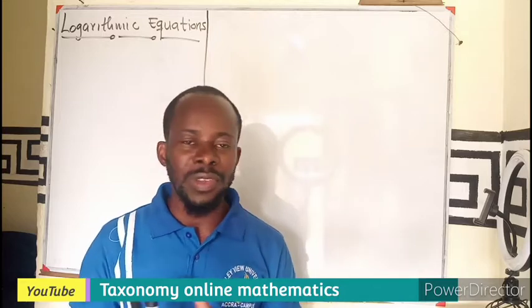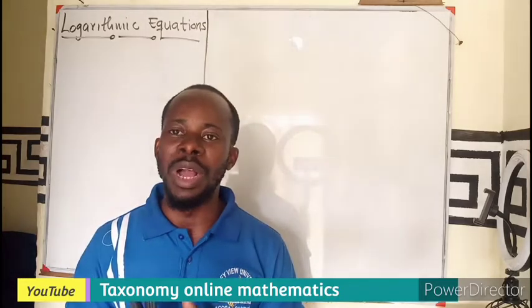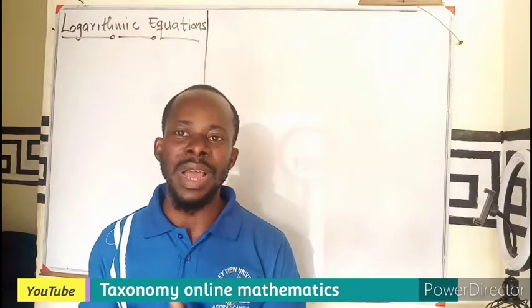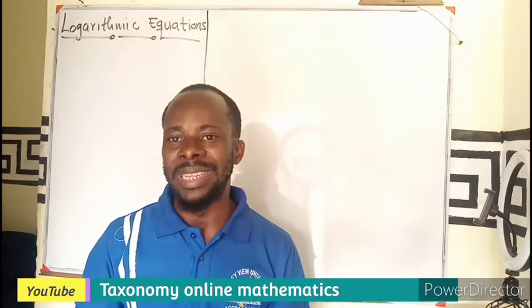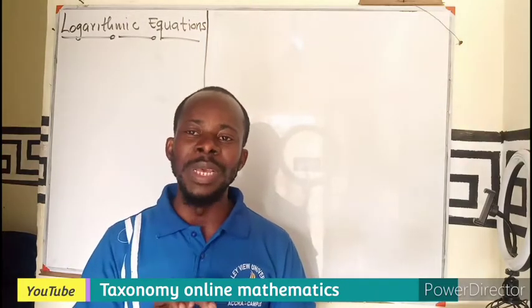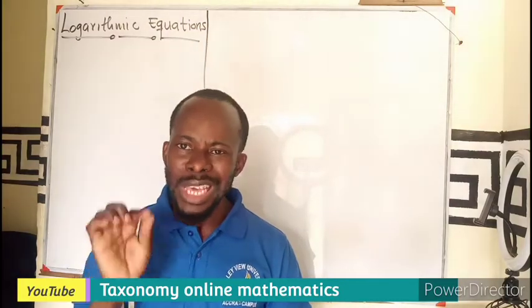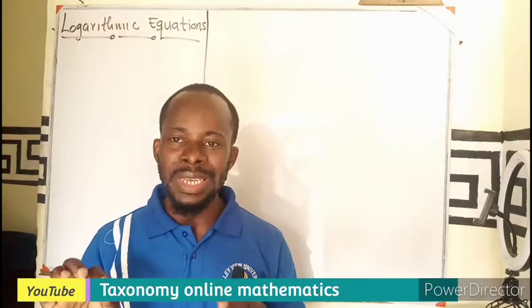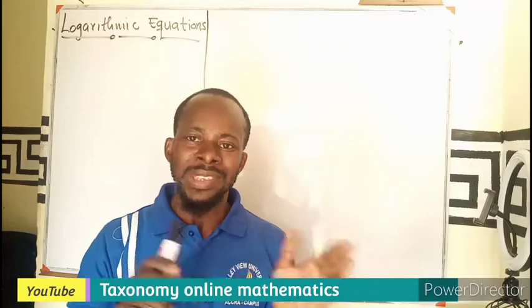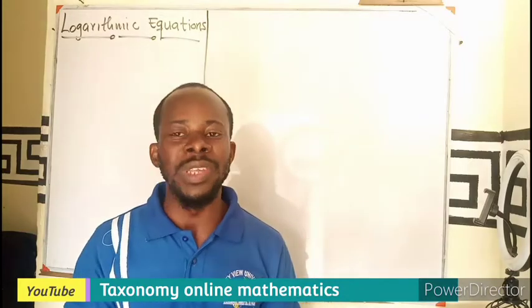In the previous editions, we talked about the concept of logarithm. We dealt with how to simplify and how to evaluate. But in this episode, we are going to deal with logarithms that involve an equal sign, meaning there will be a log on both sides of the equal sign or on one side of the equal sign.